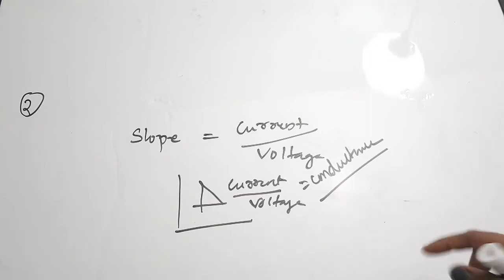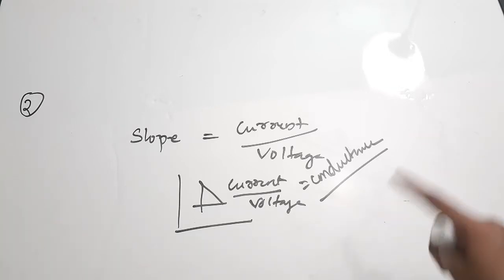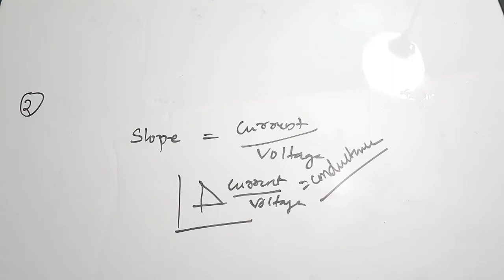So if it is a current to voltage graph, current by voltage will be your slope, and that is equal to conductance. And if the graph is voltage to current, the slope will give the resistance, which is 1 by conductance. Here the options are A, conductance; B, resistance; C, resistivity; D, a constant. The correct answer is A, conductance. So that is the correct answer for your second question.